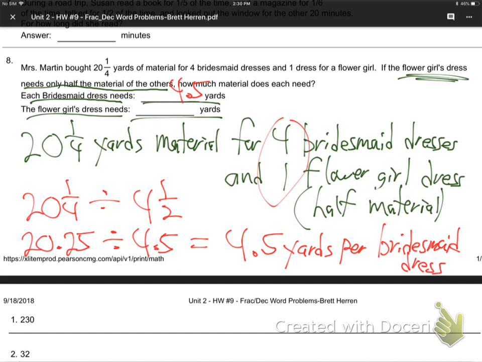Now, how much is the flower girl dress going to get? Half that. So you just divide it by 2, huh? And you're going to get 2.25, right? Half of 4.5 is 2.25. So 2.25 yards for the flower girl dress. Is that okay? Questions on that?